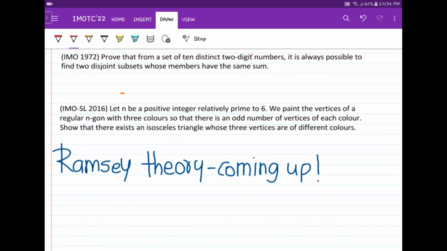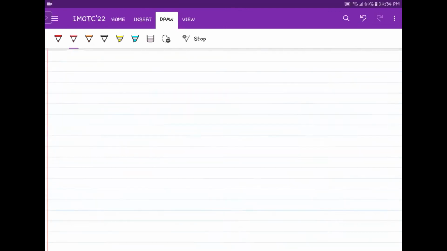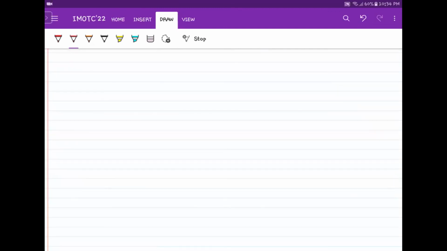In the next session, what we'll do? Ramsey theory. Okay, so let me introduce what Ramsey theory is. This very easy problem from economics or sociology goes like: suppose there are 6 people, and they're either friends or strangers. Then there are at least 3 people who mutually know each other, or there are three people who do not know each other.